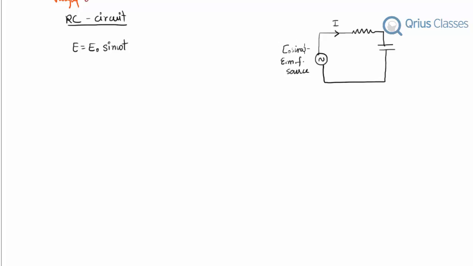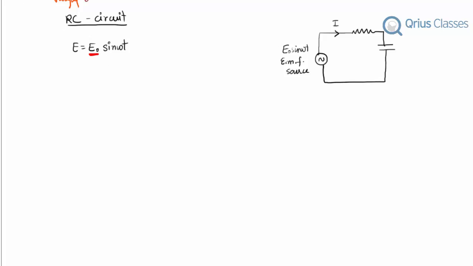What we understand is the frequency of the signal is omega by 2 pi. The time period of the signal is 2 pi by omega. The maximum value of the potential difference that is supplied by the source is E naught, which is the amplitude of the signal.